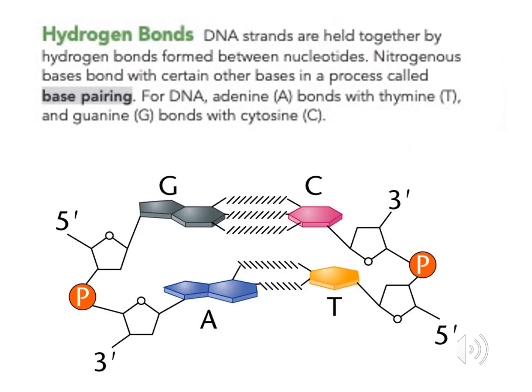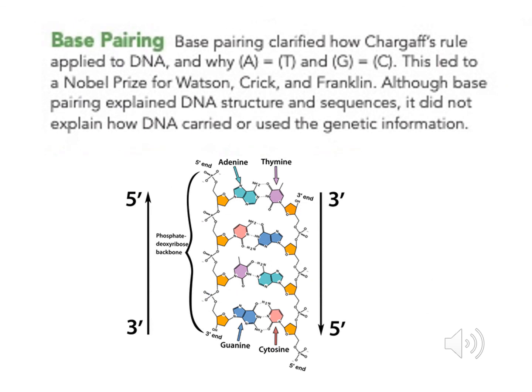DNA strands are held together by hydrogen bonds formed between nucleotides. Nitrogenous bases bond with certain other bases in a process called base pairing. For DNA, adenine bonds with thymine, and guanine bonds with cytosine. Base pairing clarified how Chargaff's rule applied to DNA and why A equals T and G equals C. This led to a Nobel Prize for Watson, Crick, and Franklin.